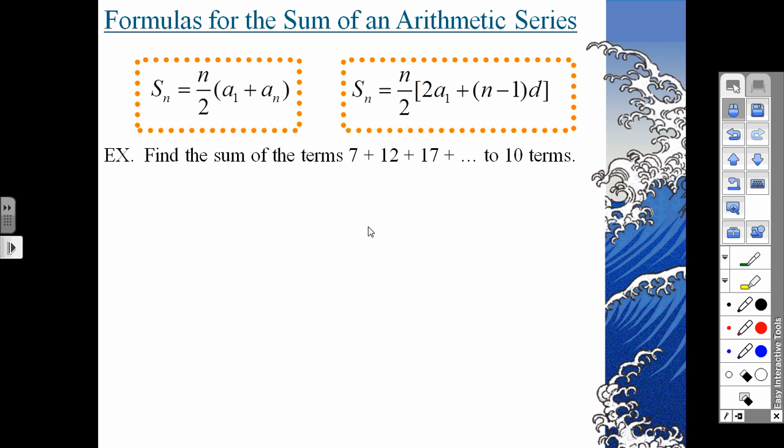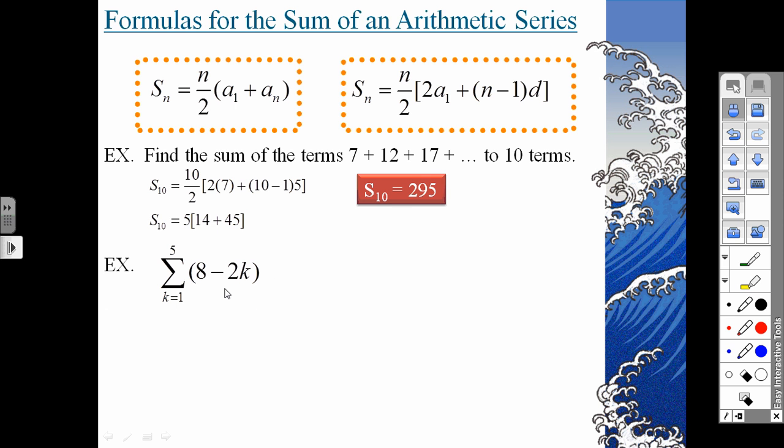Okay, so let's practice using them. It says find the sum of the terms 7 plus 12 plus 17 plus ... all the way out to 10 terms. So they want the partial sum for 10 terms of this arithmetic series. And I know it didn't say it was arithmetic, but we can test it. If they don't tell you, test it, right? So it looks like we're adding 5 each time, which is good to know because we're going to need that to plug into our formula. So we're going to do S sub 10 is equal to 10 over 2, multiplied by 2 times a sub 1, which was 7, plus n minus 1, so 10 minus 1, times our common difference. Now you just work all this out, and you get S sub 10 is 295.